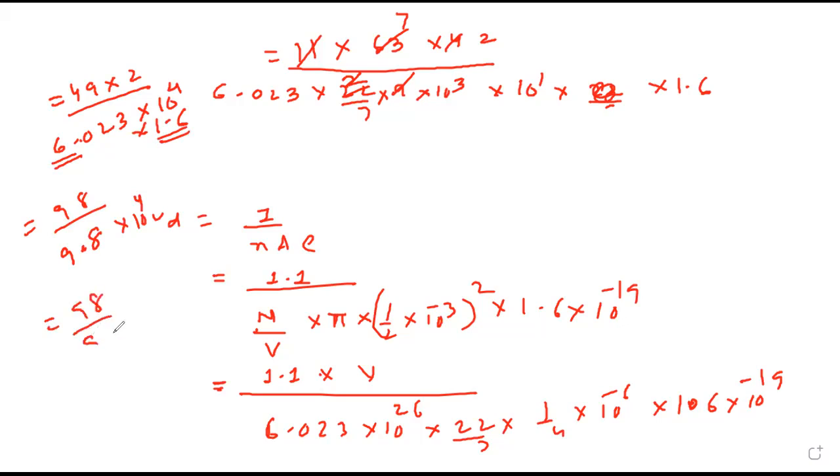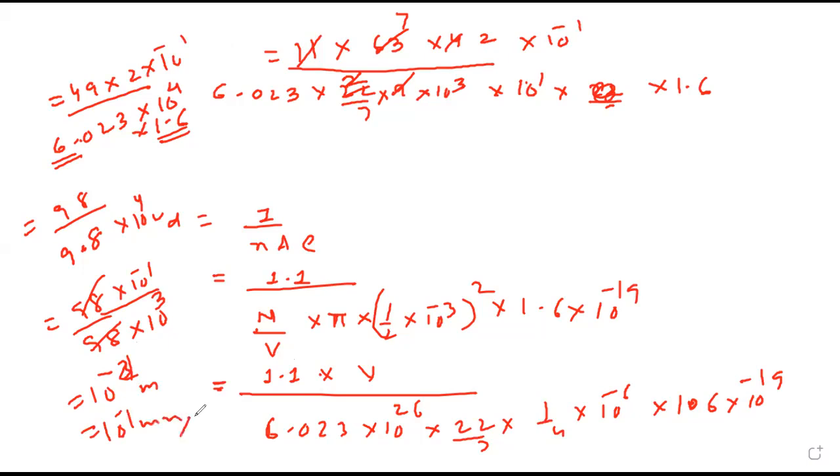That is 98 upon 98 into 10 raised to minus 1 and 10 raised to 3. This gets cancelled. So 10 raised to minus 3. 10 raised to minus 4 should come. Where did one 10 go? The 1.1's 10 raised to 1 was not given. It's done. Hello? This was 1.1, so its 10 raised to minus 1 will come. So minus 1 is the answer. 10 raised to minus 1 millimeter, 0.1.